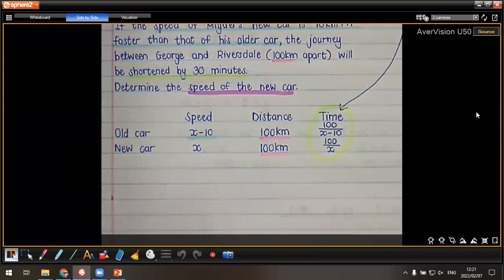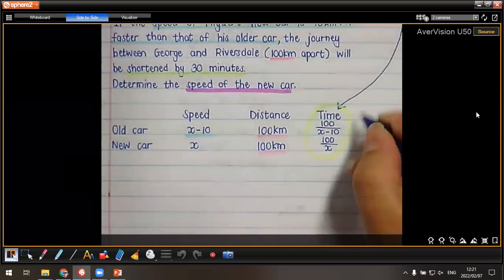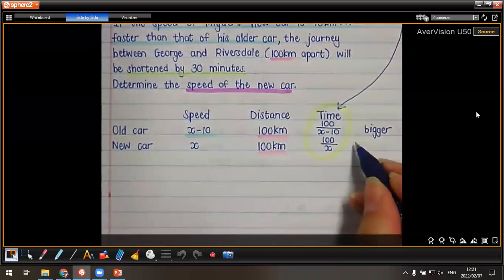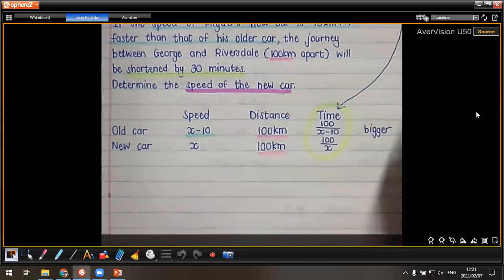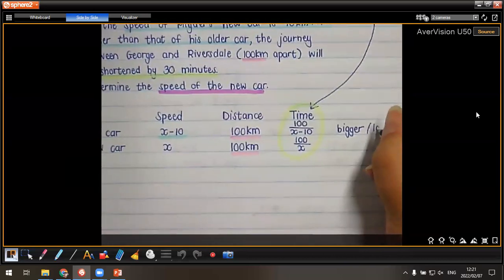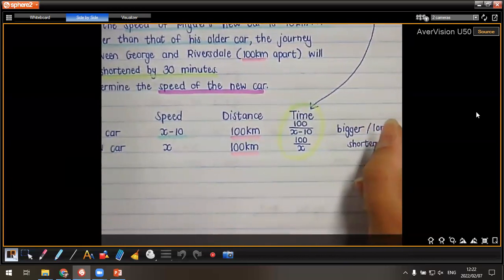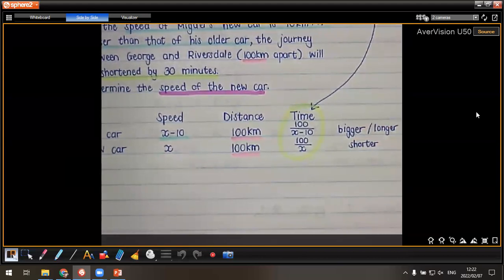Guys, which journey is longer? I normally like doing a minus. So which car will give you a longer journey? Which time will give you a longer one? The old one, right? So this one is bigger, or let's rather say a longer time, than this one, and this one is shorter. And what is the difference between the two? 30 minutes, right? So now you can decide. You can say, okay, the longer time minus 30 minutes will be equal to the shorter one.